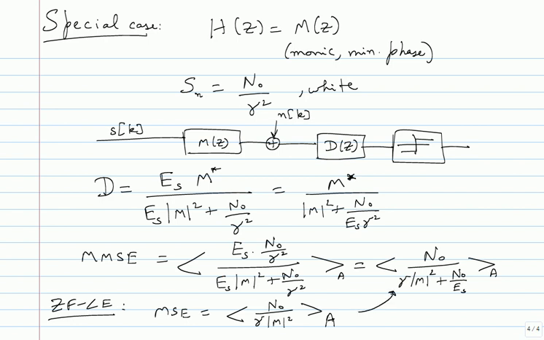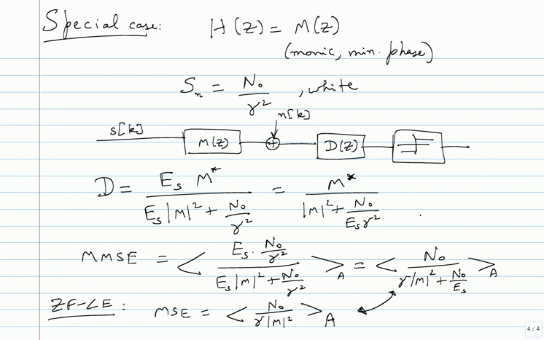Okay, so which of these two guys will be larger? The zero forcing has to be larger, right? So look at what we are doing there. In the denominator, we are adding an additional term. So the arithmetic mean is definitely going to be lower for the MMSE linear equalizer as opposed to the zero forcing linear equalizer. But what did we pay? The penalty we pay is your filter becomes more fancy. Even in the minimum phase case, the filter becomes a little bit more difficult to implement.